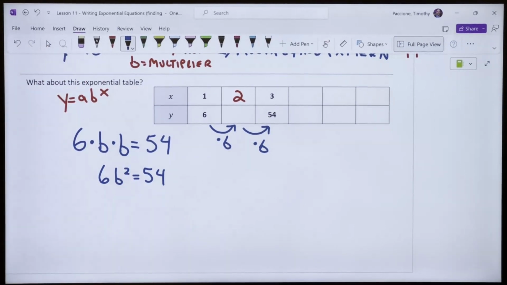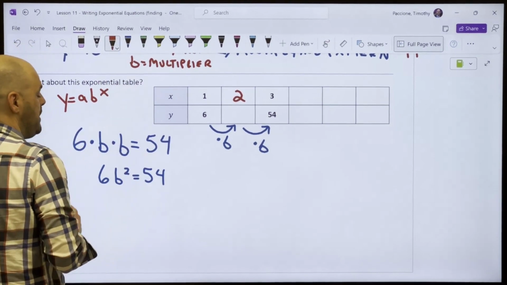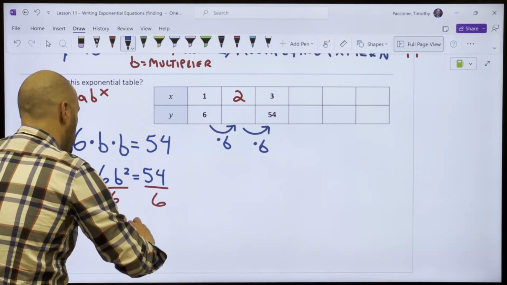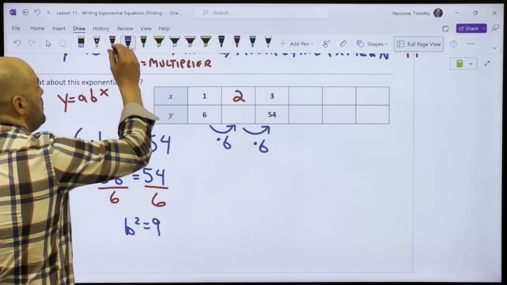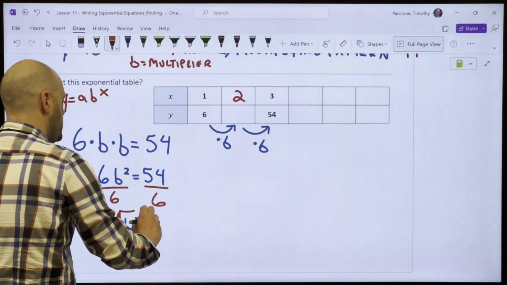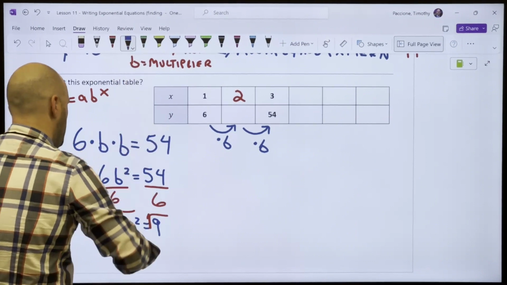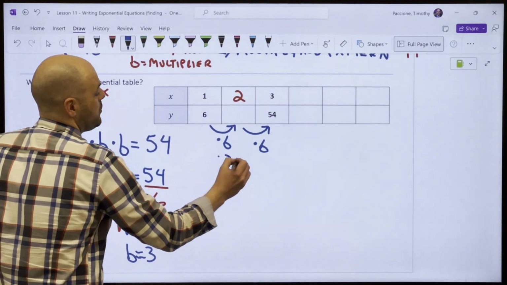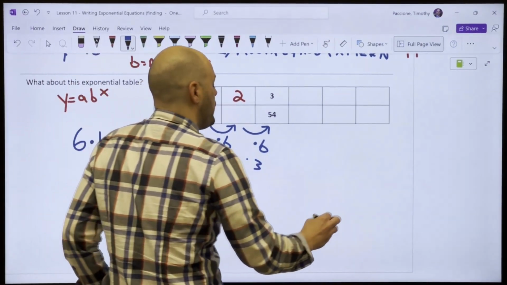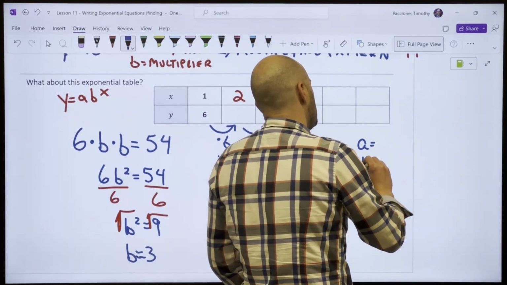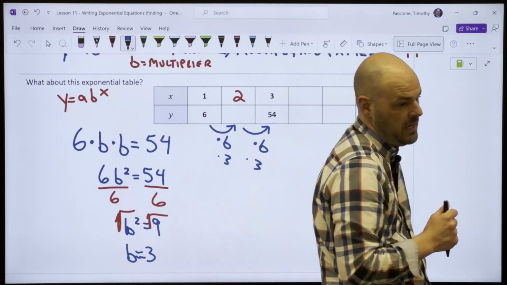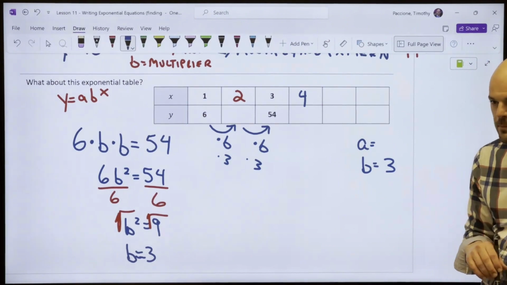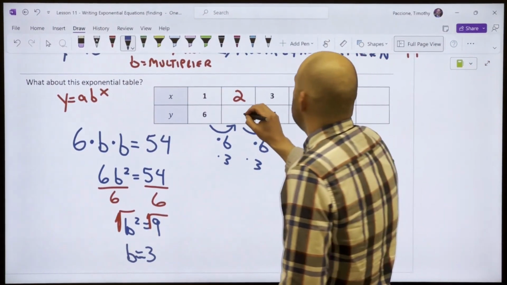Can we solve that? Yeah, we could solve that, right? How would we get b by itself here? Divide by 6 on both sides, right? I get b squared equals 9. And then I square root both sides, and I get b equals 3, right? Which means this was multiplying by 3 every time. Now, if we're trying to do y equals ab to the x, we just found our b of 3. Okay? We could extend this table, keep going, et cetera, if we wanted to. And so this would be 18.